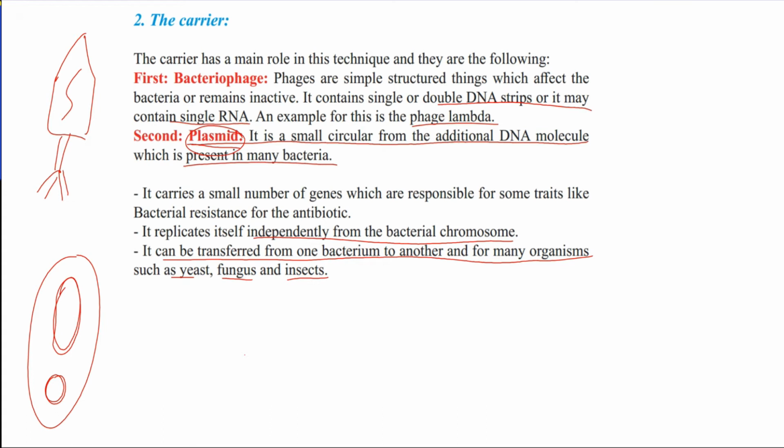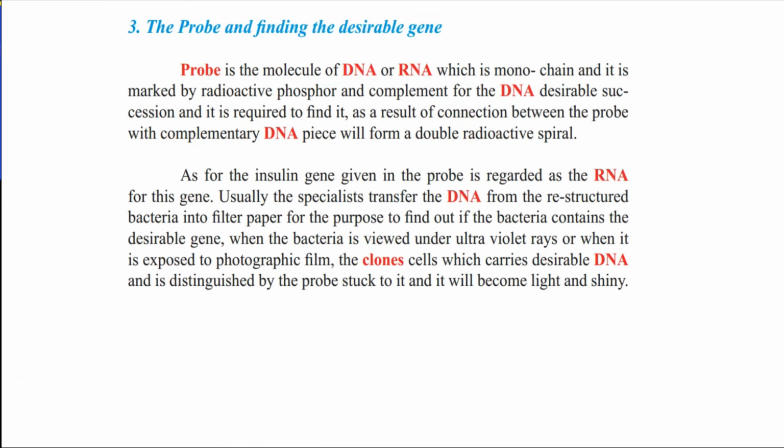So we said in genetic engineering, in the second step, we need what? We need a carrier. This carrier can be a bacteriophage or a plasmid. The probe and finding the desirable gene. The probe is a molecule of DNA or RNA which is single-chain, and it is marked by radioactive phosphorus, complementary to the desirable DNA sequence, and it is required to find it.